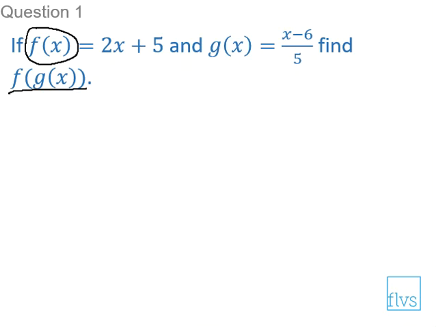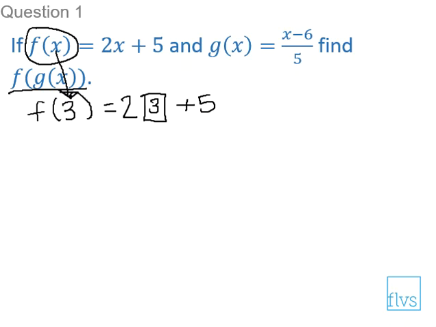That looks really confusing, and it is. But the concept is very similar to if it were asking you to find f of 3. If you were asked to find f of 3, what you would do is notice the x is now a 3, so we replace the x with a 3 and solve. The concept is very similar. Instead of having it be f of 3, it's f of g.